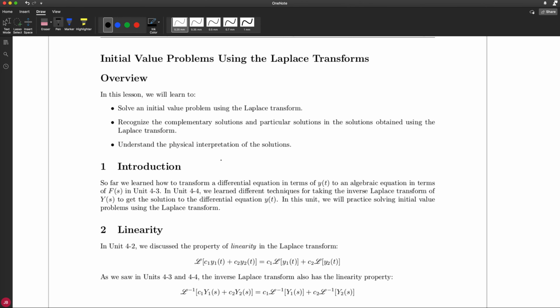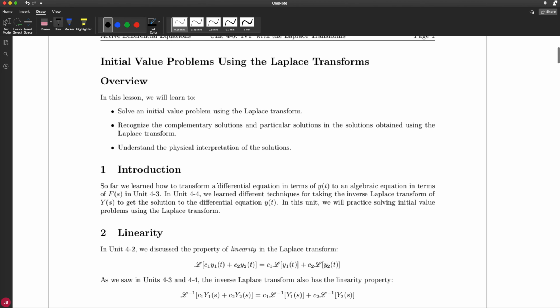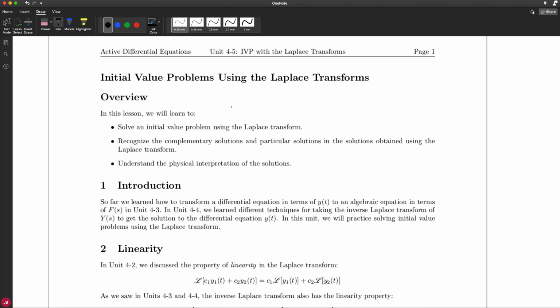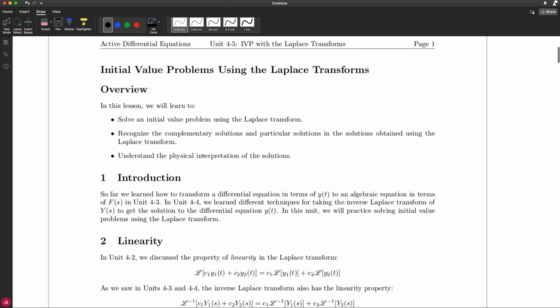Hello everyone. In this video we'll go over the first part of Unit 4-5 where we'll talk about using the Laplace transform to solve some initial value problems. And then in another video we'll go over some unique properties of the Laplace transform in which you'll see later in the section.